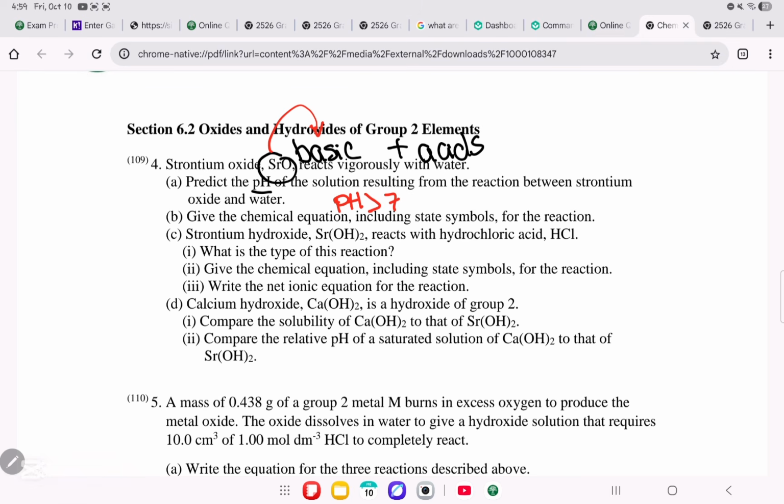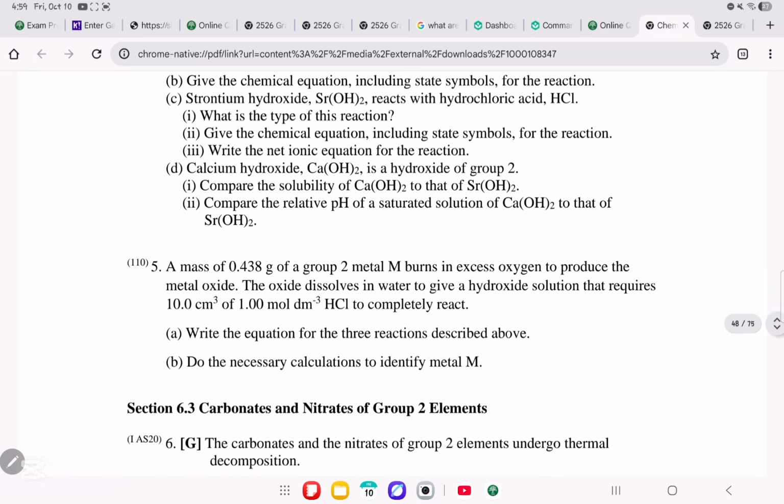Part B, give the chemical equation including the state symbols for the reaction. First of all, it's going to be strontium oxide, which is a solid, in addition to H2O, which is a liquid, and it will give us strontium hydroxide, which is aqueous as well. We move on to part C. What does it say in part C? Strontium hydroxide reacts with hydrochloric acid.